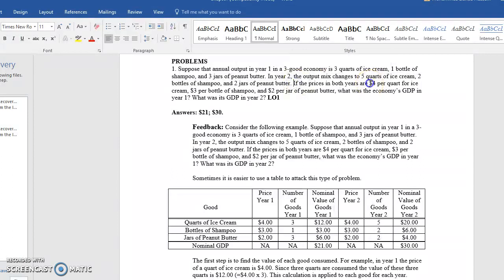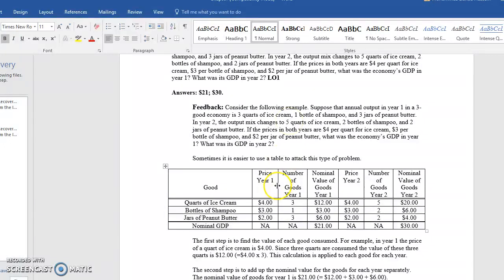And the price is $4 per quart of ice cream, $3 per bottle of shampoo, and $2 per jar of peanut butter. And this price remains the same in year 1 and year 2. So only output changes. Now we want to find out the value of the output in year 1 in this economy with 3 goods.